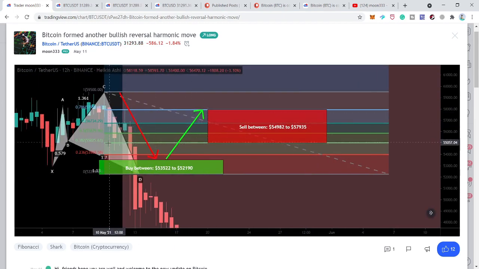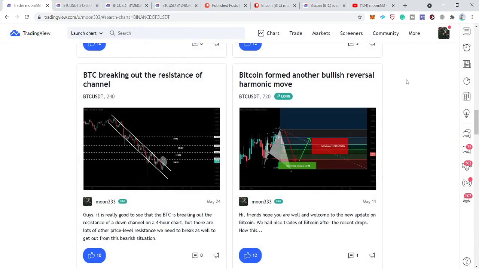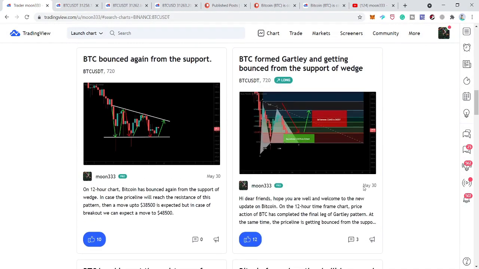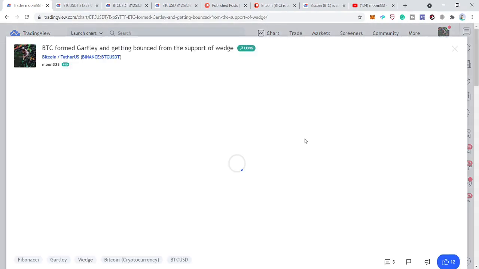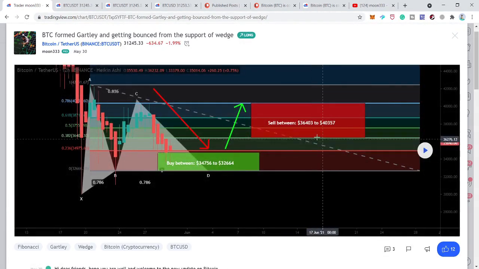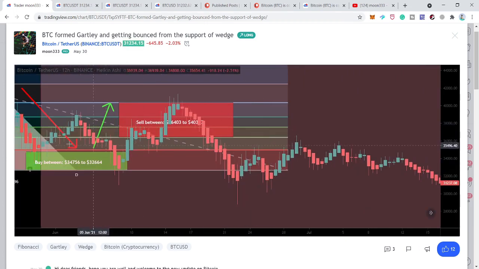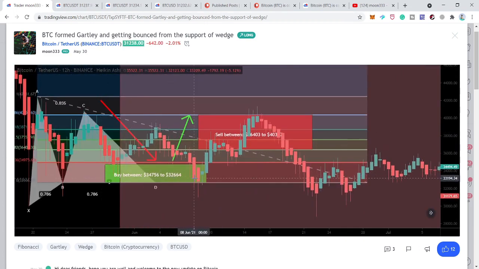You can see here the leg was completed, and then it moved towards the upside and hit the sell targets, moved down. And then after this pattern I shared with you on 11th of May, I shared this pattern with you when the market was extremely bearish on 30th of May. This was the daily time frame, on the 12-hour time frame, the Gartley pattern, and the price action reversed bullish. Let me play the chart, and you can see that the price action reversed bullish, hit the sell targets, moved down, and hit the sell targets twice.